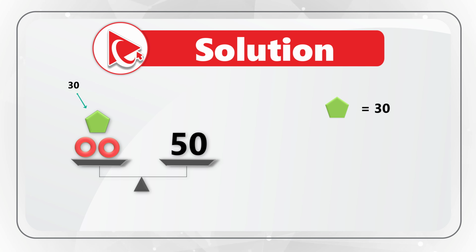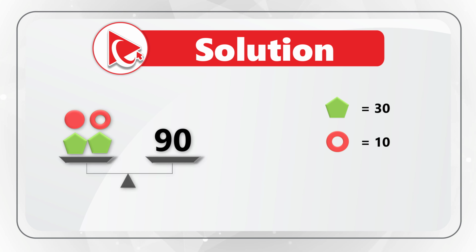All we need to do is divide the remainder of the calculations 50 minus 30, which equals 20, by 2, because there are 2 bagels, and calculate the value of bagel, which is 10. On the next scale, we have 2 pentagons, 1 circle, and 1 bagel, and the combination of these shapes equals 90. Let's do the math.